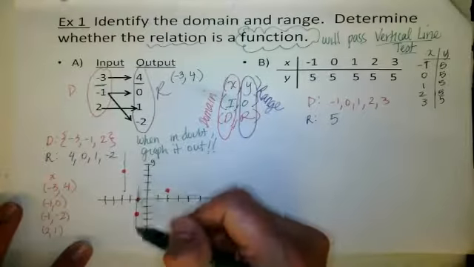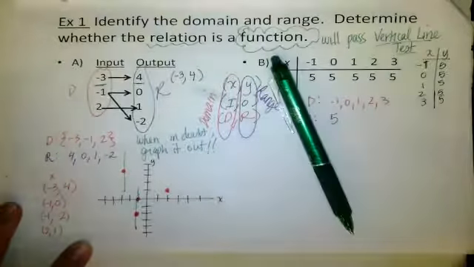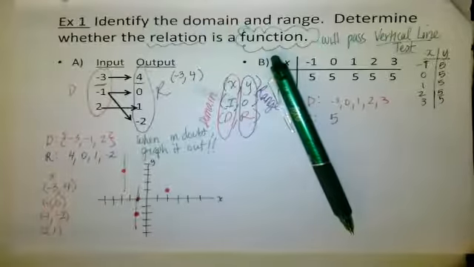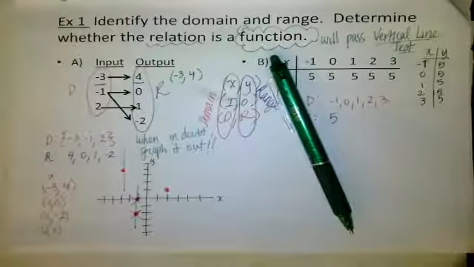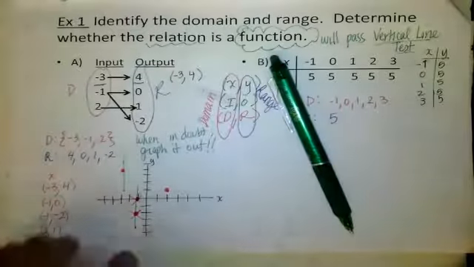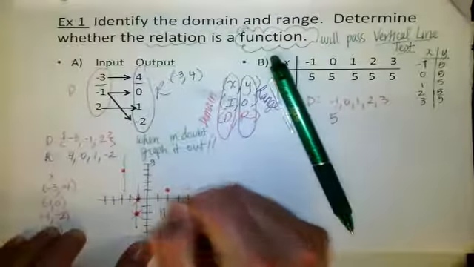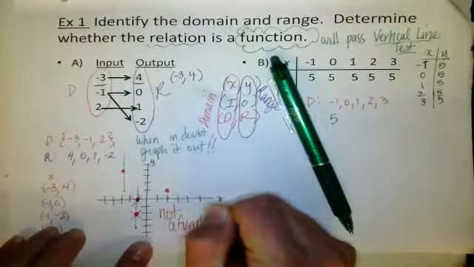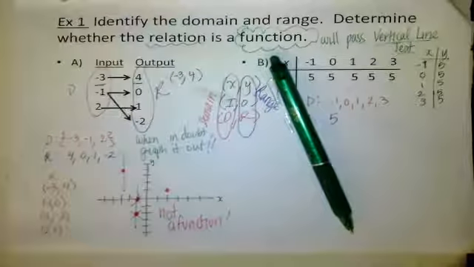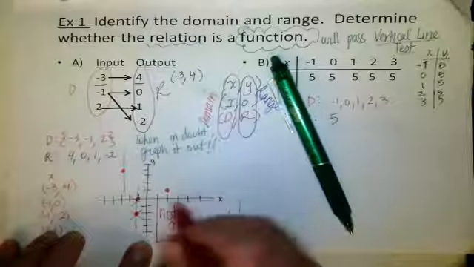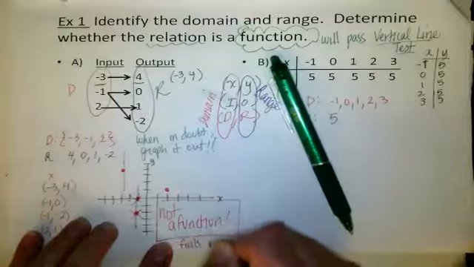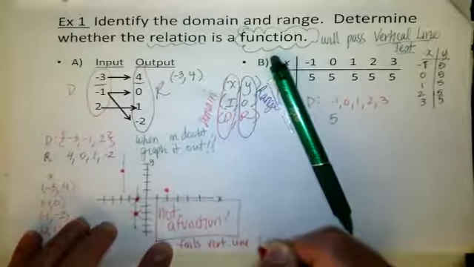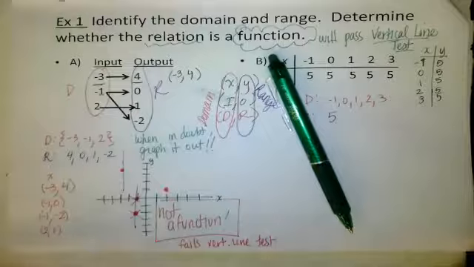Right here, what do you notice about those points? They're stacked on top of one another. Okay, we've got one on top and one on bottom. And because they're stacked vertically, that makes it not a function. It fails the vertical line test. So that is the second answer that we're looking for in this question. Not a function. Fails the vertical line test.